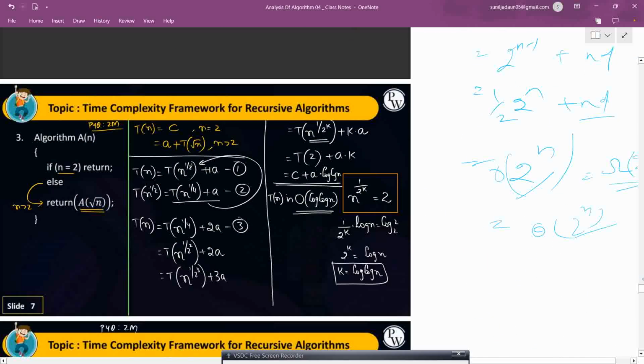Let's say there is an algorithm A(n): if n is equal to 2, return a square root of n. Right? Algorithm A(n): if n is equal to 2, return a square root of n. So how do we do that? Let's discuss this also.